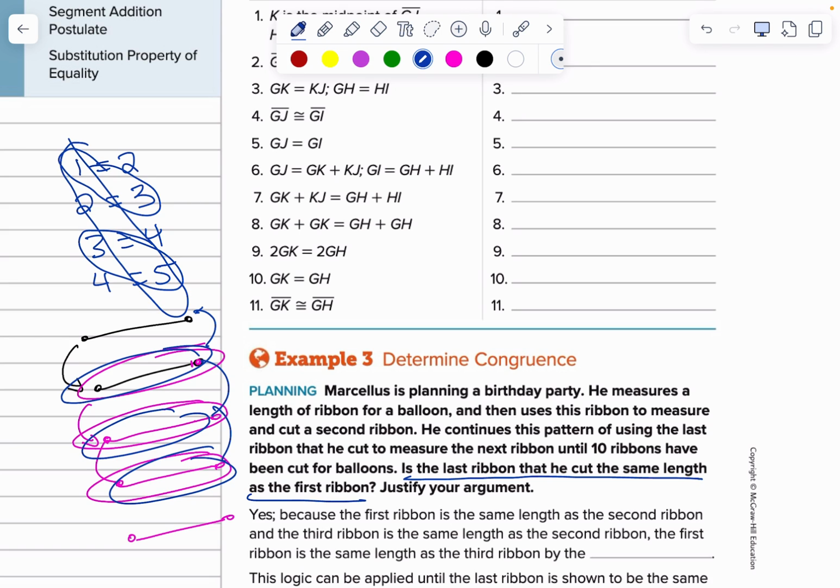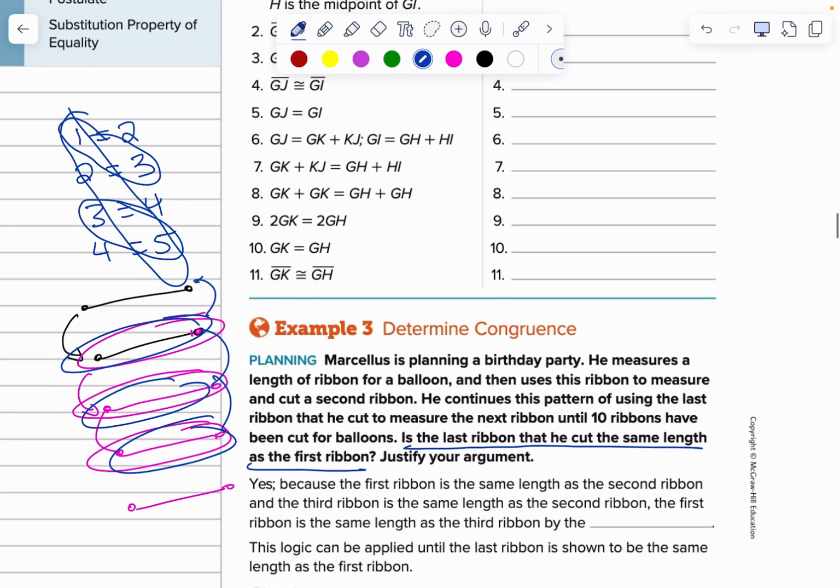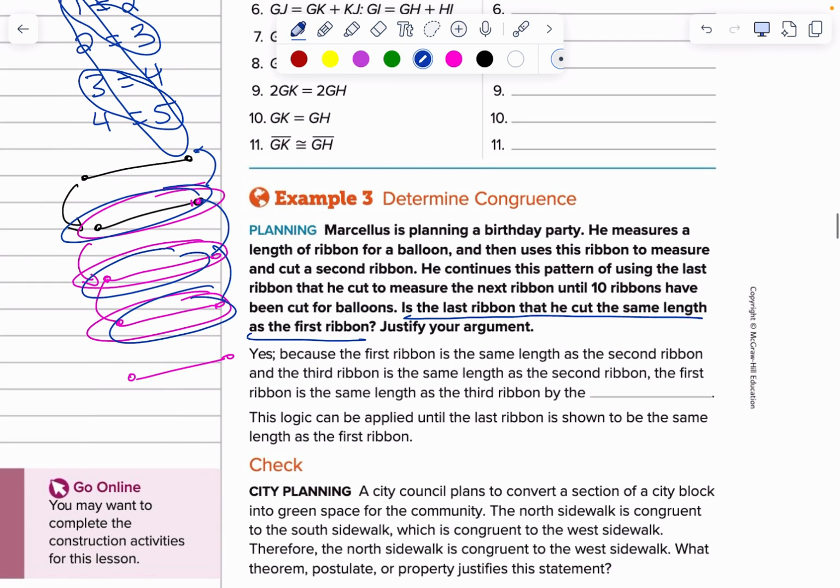What's that called? That's the transitive property, right? It keeps skipping all the way through until you get to the 10th one. So, yes, by the transitive property. Transitive property means that they should all be the same because each one is the same as each other, right? Got it? That's all we had to do.